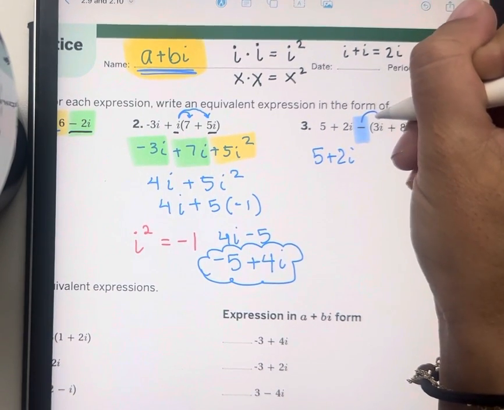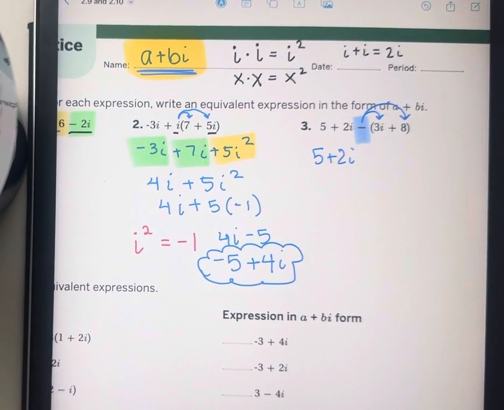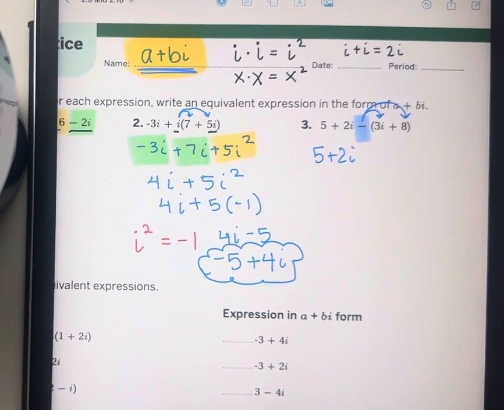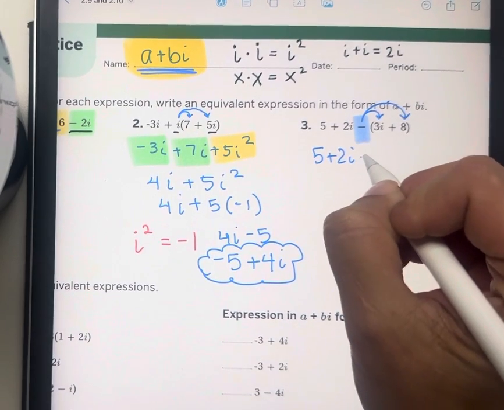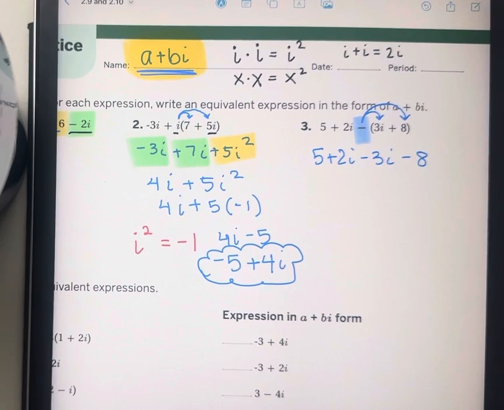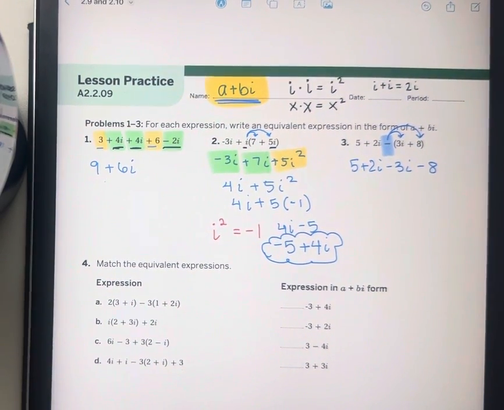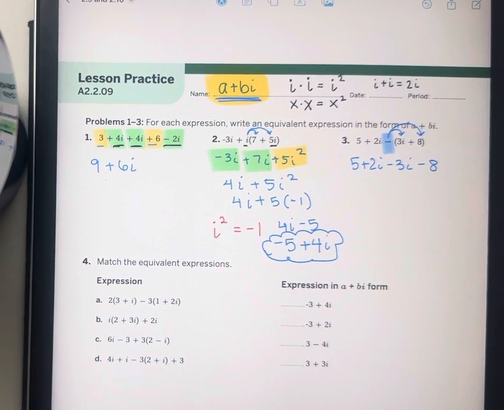You need to distribute the negative, you guys. The negative's going to go in and change everybody's sign inside those parentheses. Notice, I didn't say it's going to make everybody negative. I said it's going to change everybody's sign, because if somebody was negative, now they're positive. So think of it as change everybody's sign. This is minus 3i minus 8. From here, you do the same, comparing letter situations that we did in numbers 1 and 2.